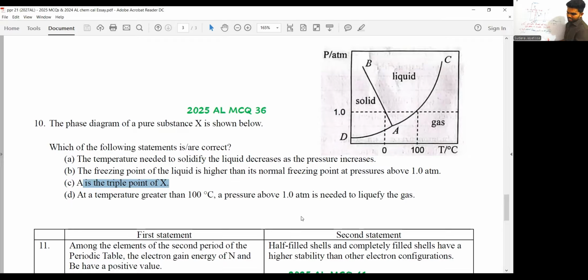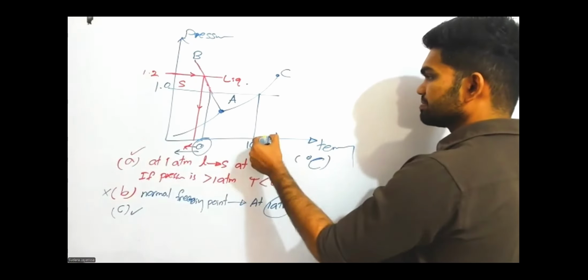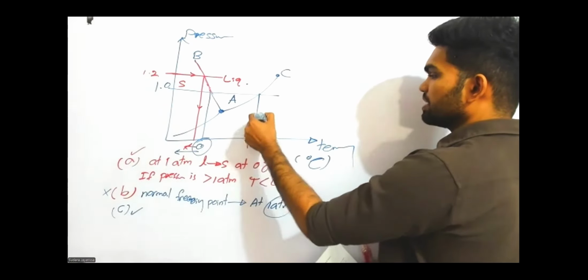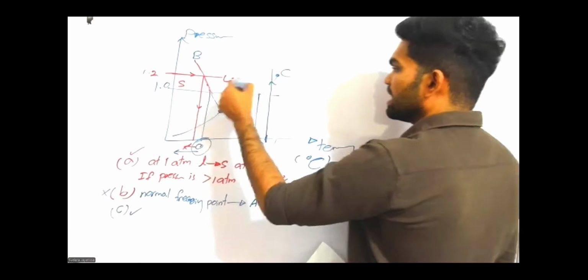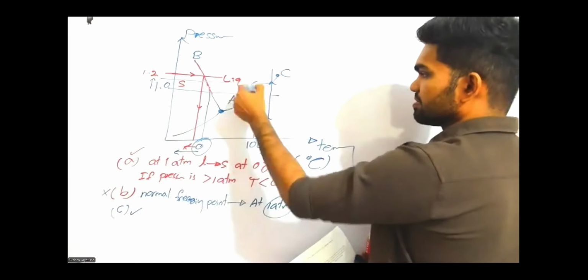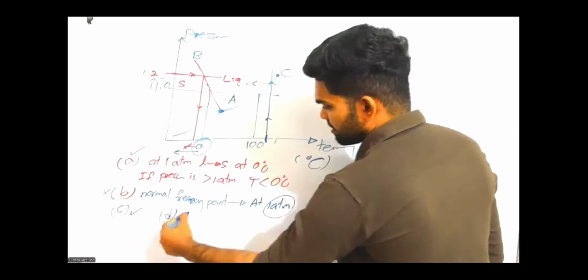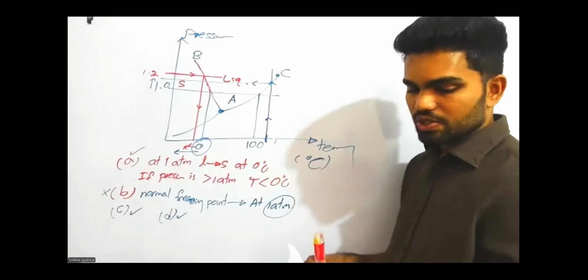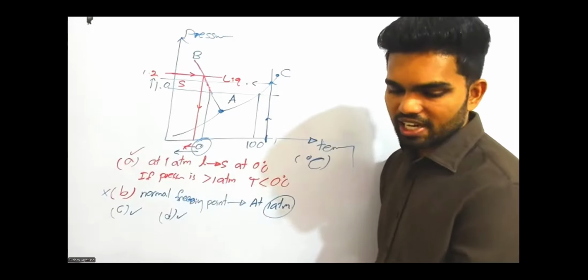C and D are the statements required for your knowledge. See that one: at temperatures greater than 100 Celsius, pressure above 180 m is needed to liquefy the gas. So let's say this is our temperature. Now, if you want to liquefy that one, you need a higher pressure, right? Pressure above 180 m is required. So that one is correct, and D is also correct. You can see that according to the graph. So the answer is anyway 5. Correct options are A, C, D.